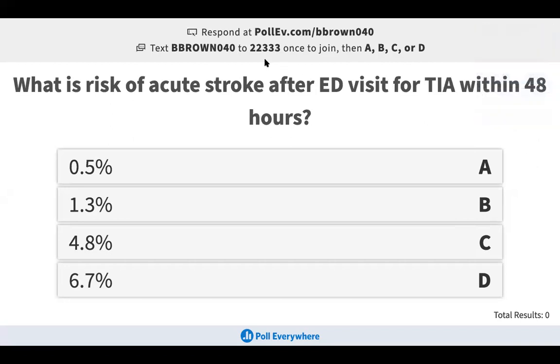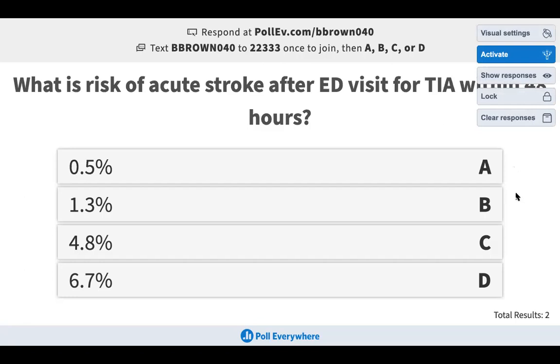Again, the information is at the top there. The number is 22333 that you would text, like if you were texting your friend, and then you put your name, B Brown 040, and then it's A, B, C, or D. So do you think their risk is 0.5%, 1.3%, 4.8%, or 6.7%? This is for all comers, no matter what their risk factors are. All adults.